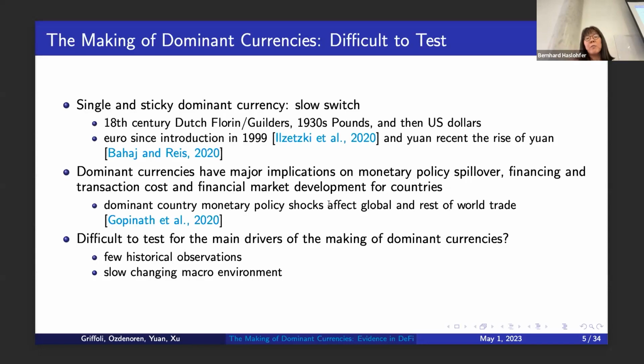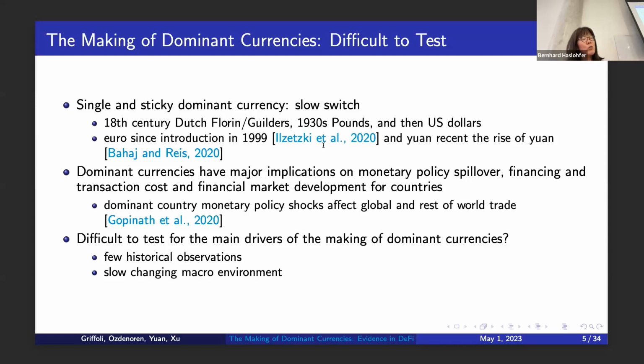Historically, what we know is there is only one dominant currency at a time, and it tends to be very sticky, and there's very slow switching between the dominant currencies. For those of you who want to learn a bit of history, the Dutch florin, which is a debt instrument collateralized by the coin guilder, was the leading dominant currency in the 18th century, then taken over by the pound, and as you all know, the dollar.